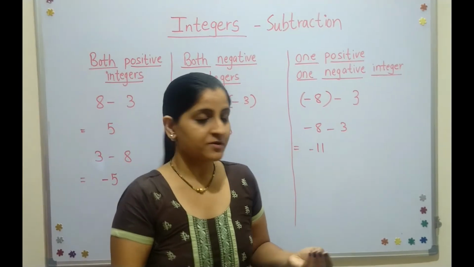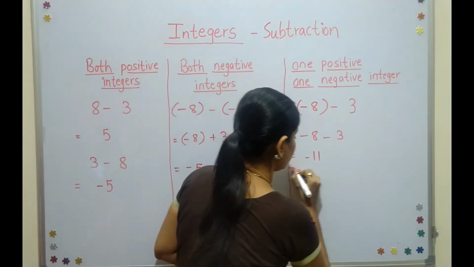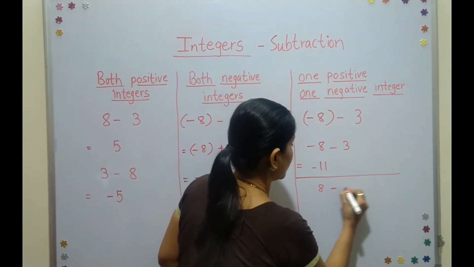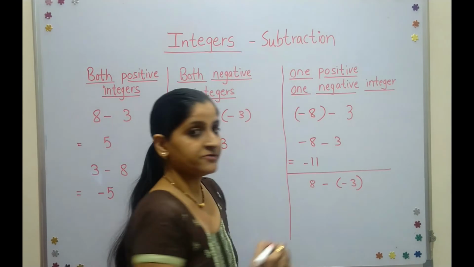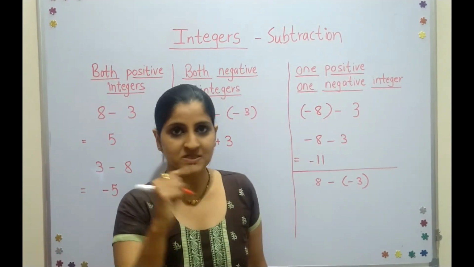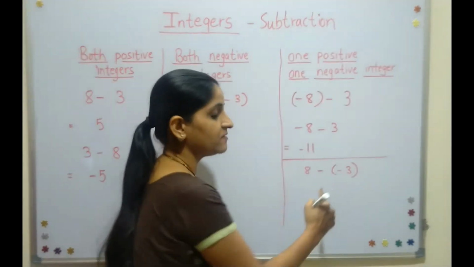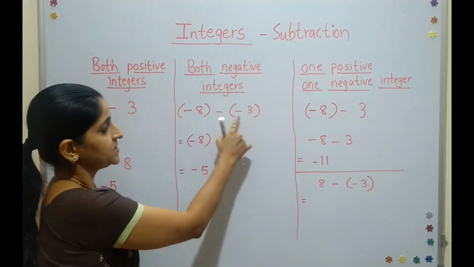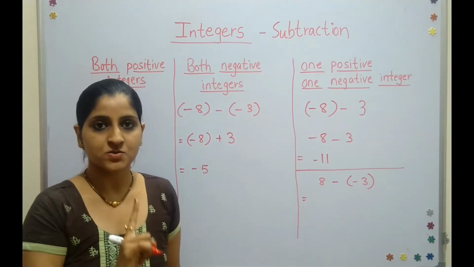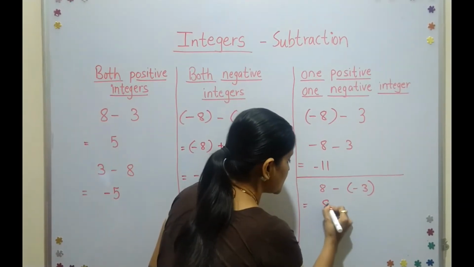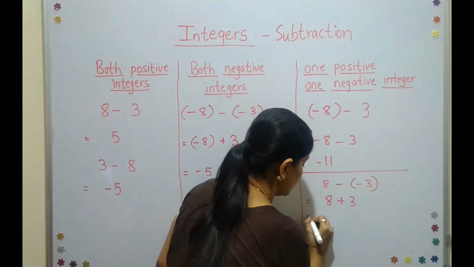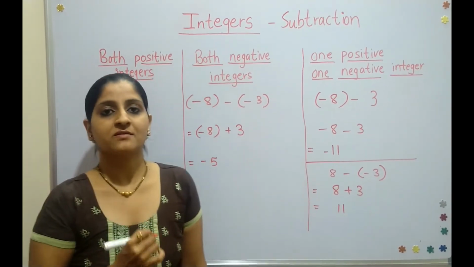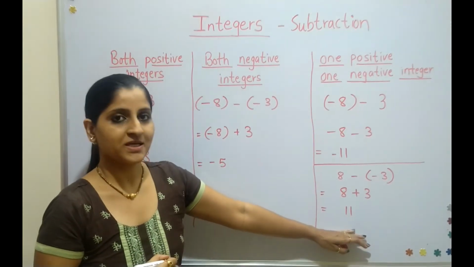What if the numbers are reversed? In that case, it is positive 8 minus negative 3. Our first integer 8 is positive, and our second integer 3 is negative. Again, as I told you, when two negative signs come next to each other, they become positive. So this will result in 8 plus 3, which are two simple positive numbers. We add them together and my resultant answer is 11.